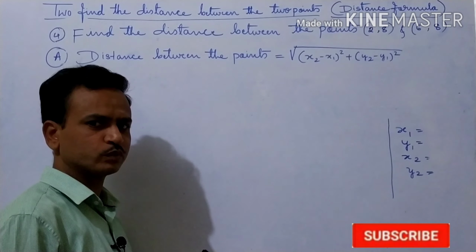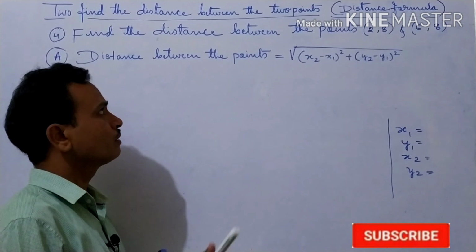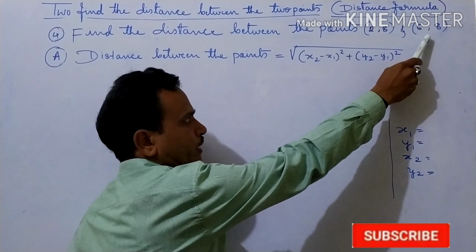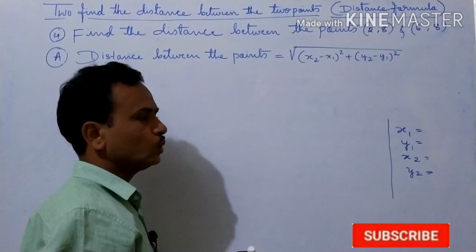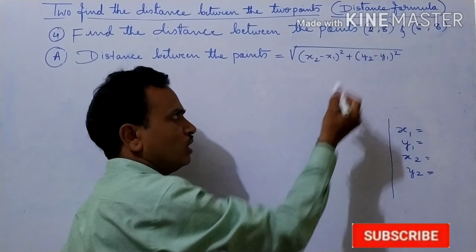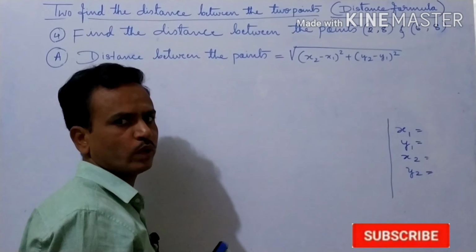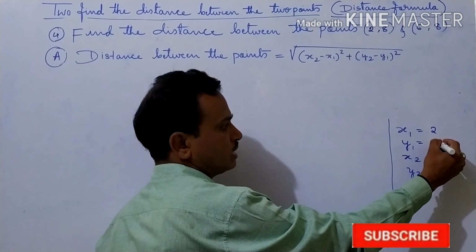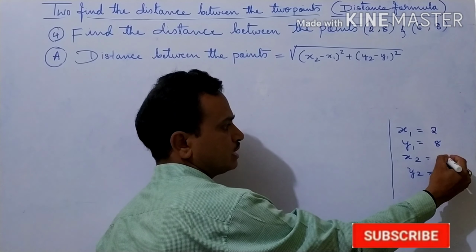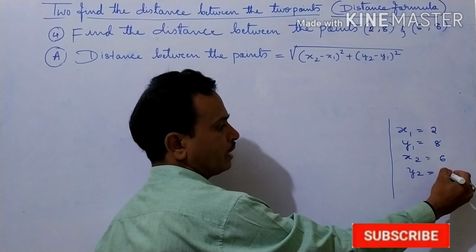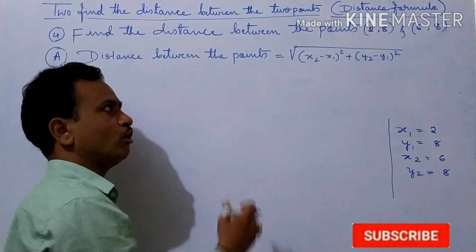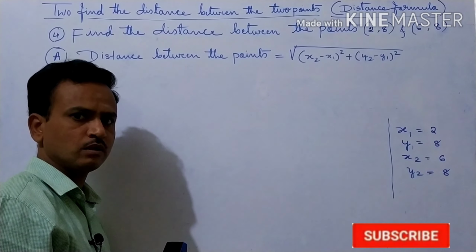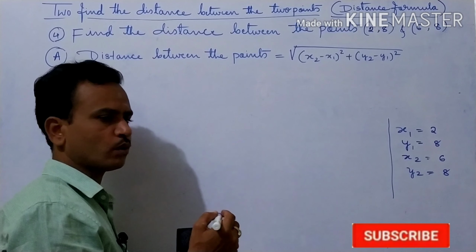Question number 4 on the distance formula. Find the distance between the points. Here 2 points are given. First point take x1, y1, second point take x2, y2. Here x1 is 2, y1 is 8, x2 is 6, y2 is 8. Then use the same formula, square root of (x2 minus x1) whole square plus (y2 minus y1) whole square.